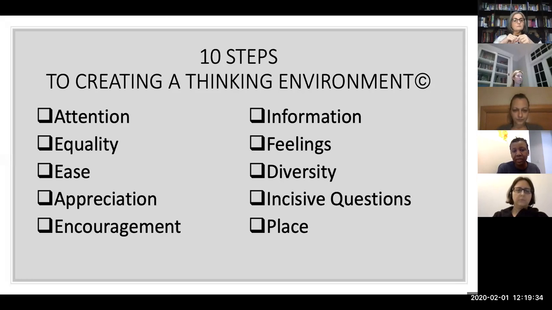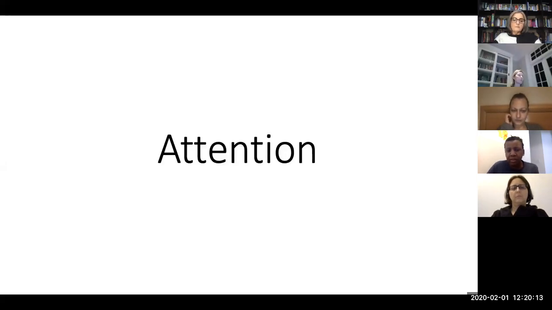And one is attention. So in no particular order: attention, equality, ease, appreciation, encouragement, information, feelings, diversity, incisive questions, and place. And she believes that when all these things happen, you have created a thinking environment for your team or organization. But most importantly, you have helped to empower your team to think for themselves. She dwelled a lot on attention because she believed that when you give attention to people, that's the very first step of creating that thinking environment.